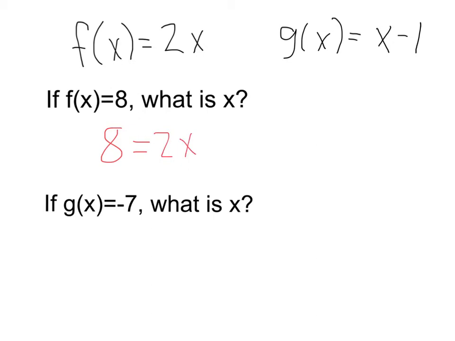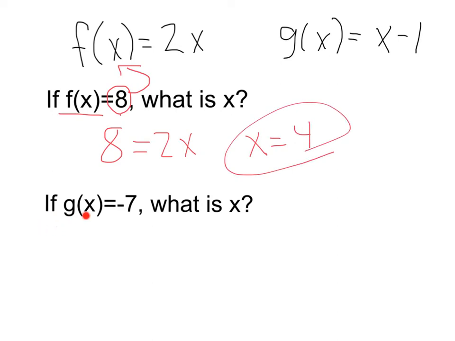Again, since we knew that f of x equaled 8, we just plugged that 8 in for f of x, giving us 8 equals 2x. Now to solve that, we could divide both sides by 2. That'll give us x equals 4 as our answer.